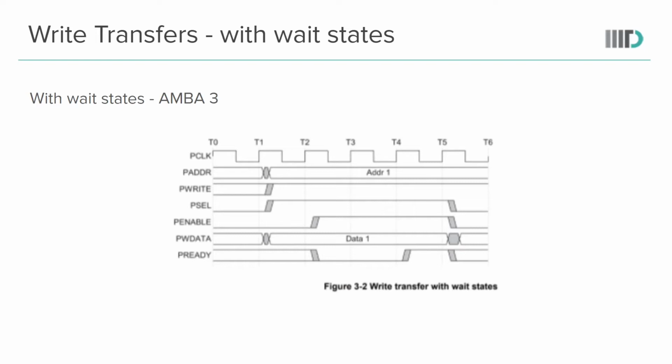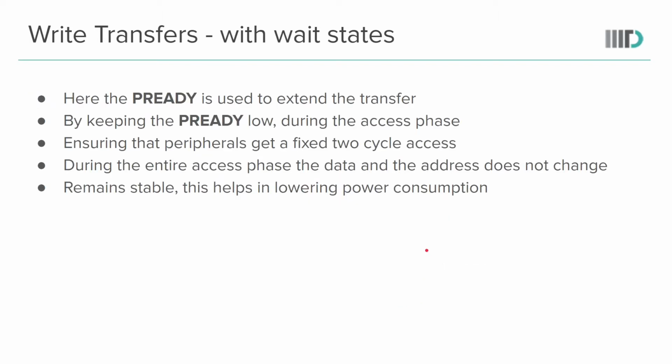This ensures that the peripherals get a fixed 2 clock cycle access, and during the entire access phase, the data and the address do not change. It is also said that this type of system helps in lowering power consumption. Again, this is just a summary of what was said in the previous slide.